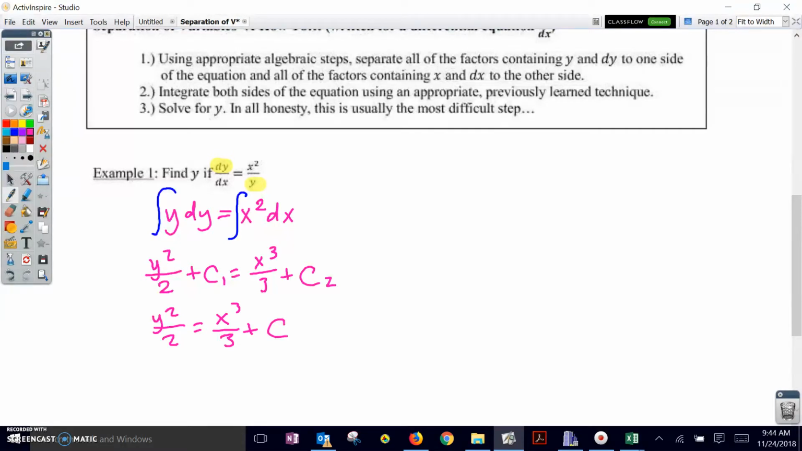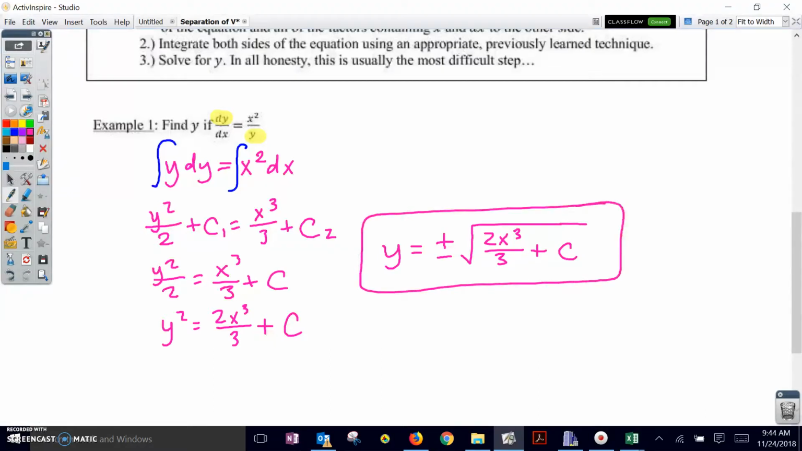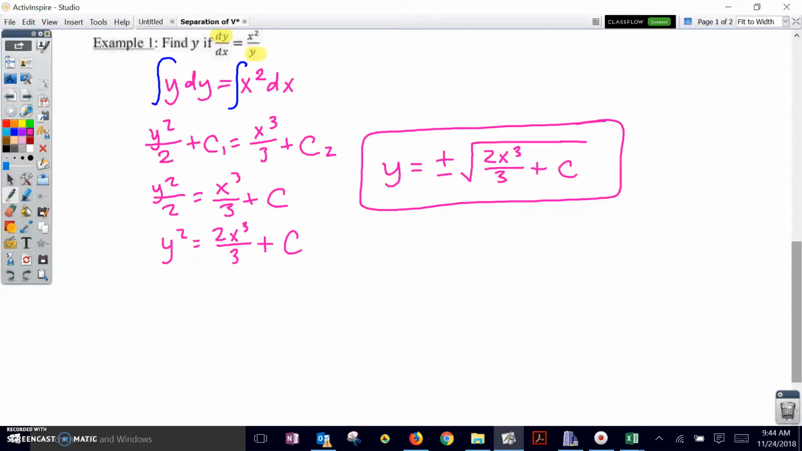Now I want to solve this for y. Not too bad. I'm going to multiply both sides by 2. 2 times x cubed over 3 is 2x cubed over 3. 2 times the constant is just another constant. And then I'm going to take the square root of both sides. So y is equal to plus or minus the square root of 2x to the third over 3 plus your constant. And there we've solved our first integral using separation of variables.